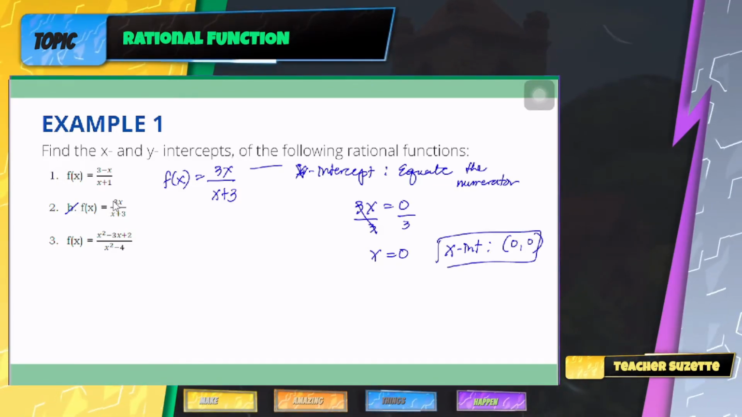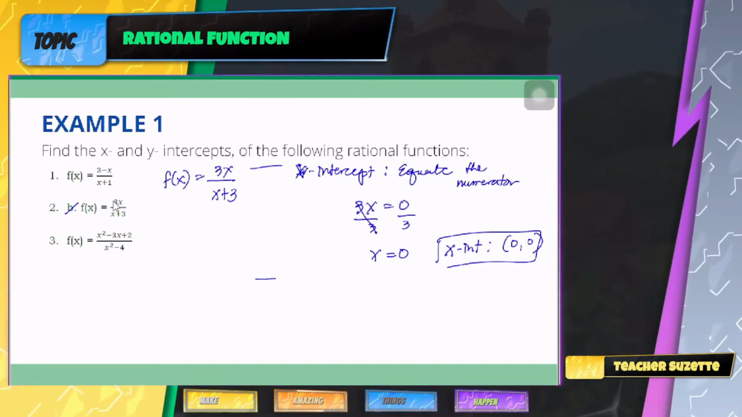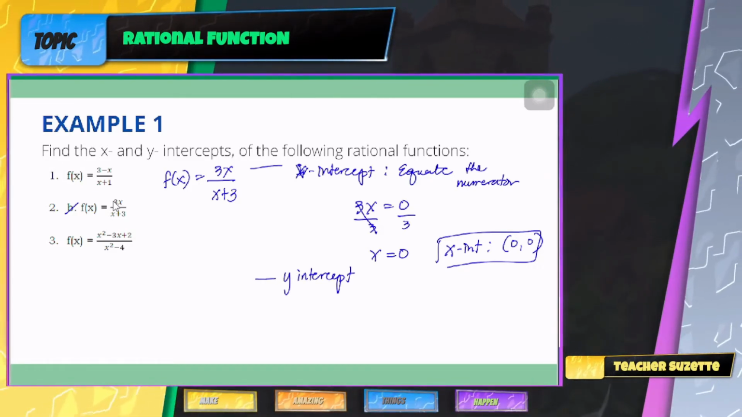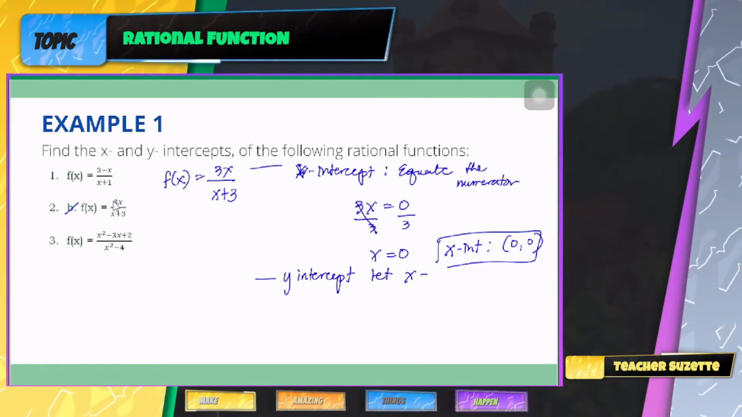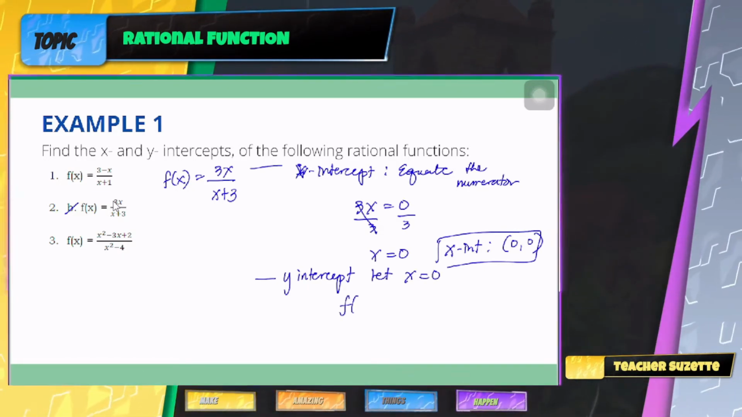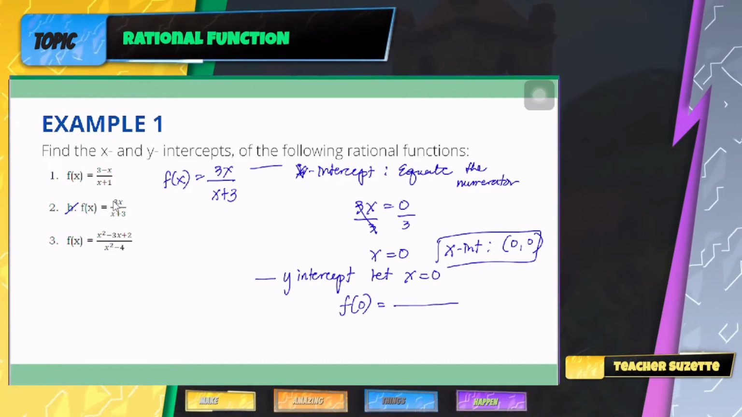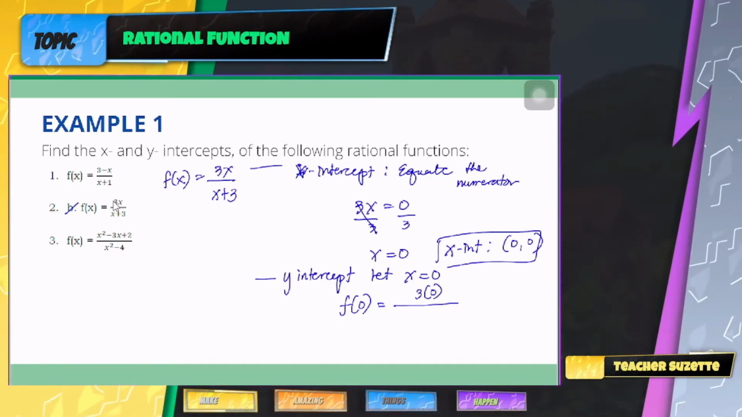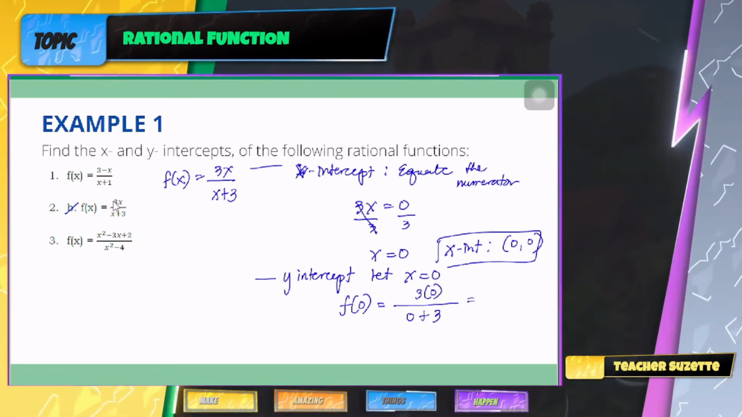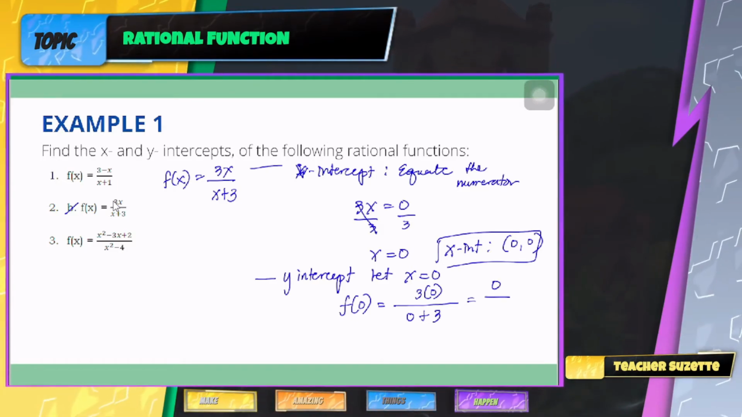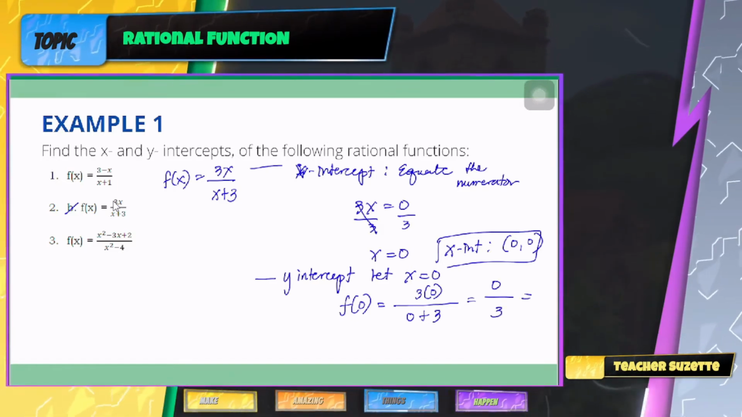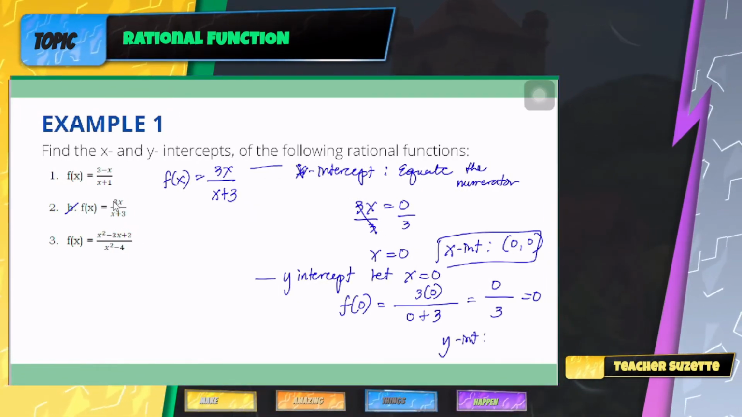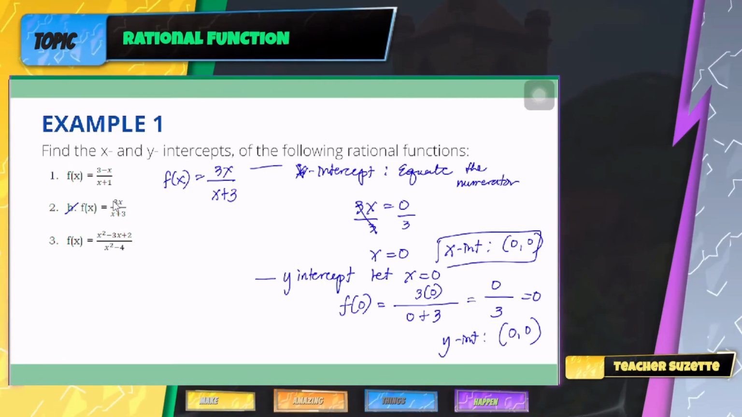Ayan. Then, for y-intercept naman, our y-intercept can be computed by letting your x be equal to 0. So, yung iyong original function, evaluate mo lang by letting your x be equal to 0. So, that is 3 times 0 all over 0 plus 3. And 3 times 0 is 0 over 3, which is also equal to 0. So, therefore, your y-intercept is (0, 0).